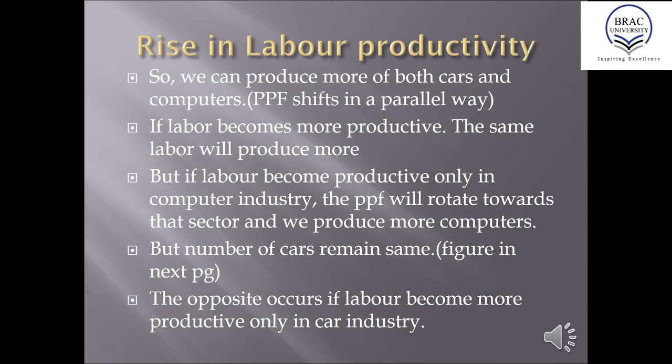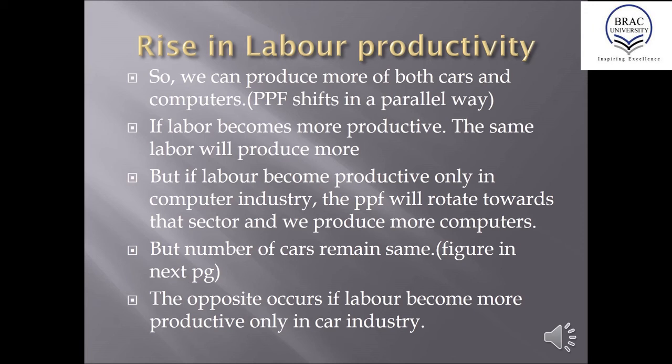Another way in which economic growth can occur is due to the rise in labor productivity. So we can produce more of both cars and computers using the same labor resource. Here, a rise in productivity means that the same labor would be producing more. For example, if previously we were making one computer using 100 laborers, now, since the labor is becoming more productive, we would be producing one computer using only 50 labor. So the labor requirement gets halved because the labor productivity rises.